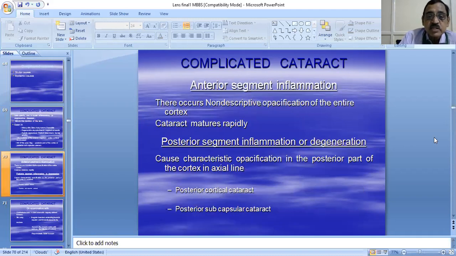Anterior segment inflammation causes a non-descriptive opacification of the entire cataract.